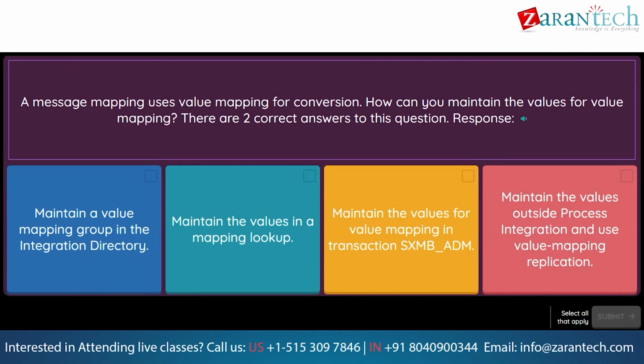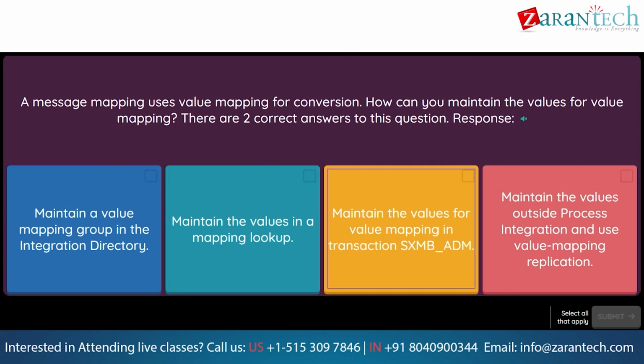Question: a message mapping uses value mapping for conversion. How can you maintain the values for value mapping? There are 2 correct answers to this question. Response. Option 1 maintain a value mapping group in the integration directory. Option 2 maintain the values in a mapping lookup. Option 3 maintain the values for value mapping in transaction SXMB_ADM. Option 4 maintain the values outside process integration and use value mapping replication.